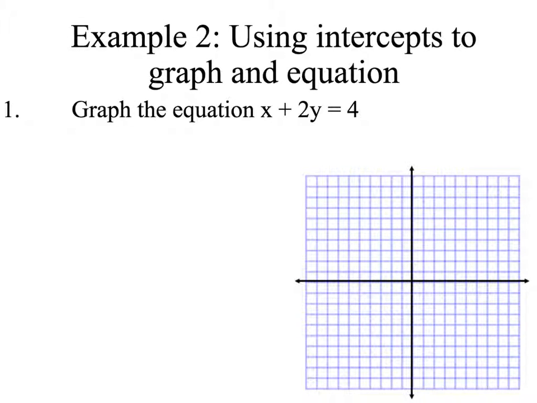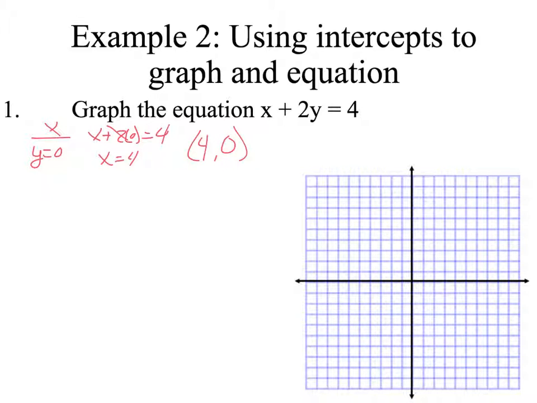So now we have to use our x and our y-intercepts in order to help us graph. We're going to do the same thing we've been doing. We're going to find the x-intercept, we're going to find the y-intercept. So for my x-intercept, y will equal 0. So x plus 2 times 0 needs to equal 4. 2 times 0 goes away, so x equals 4. And my ordered pair is 4, 0.